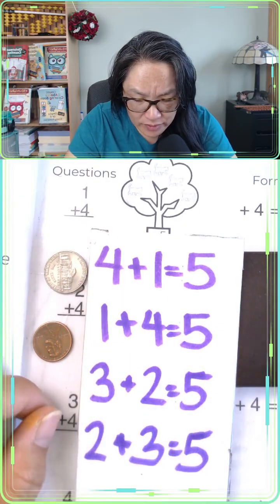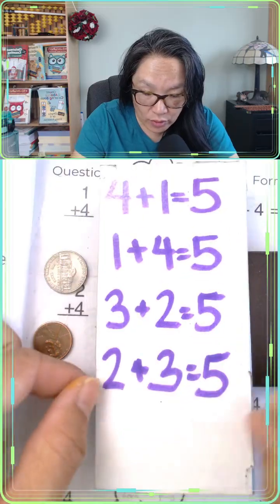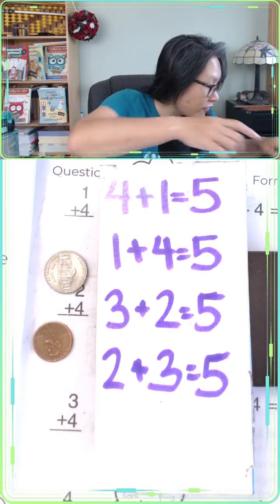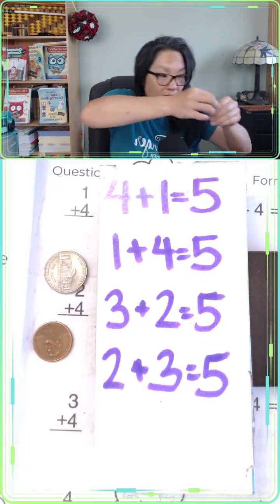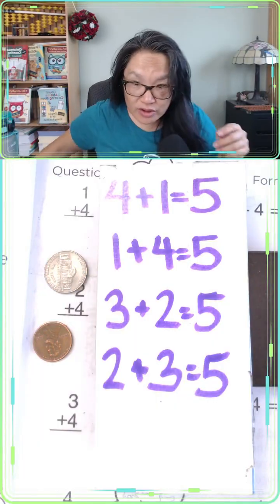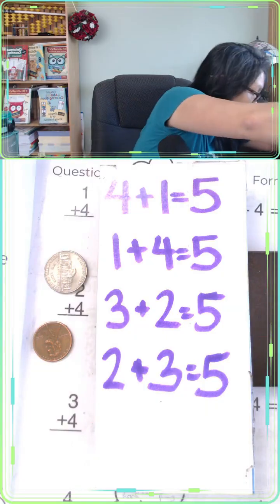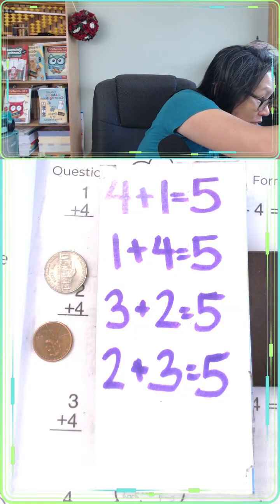1 plus 4 is equal to 5. 3 plus 2 is equal to 5. Or 2 plus 3 is equal to 5. Which is very different than mainstream math. Mainstream math, they want you to memorize everything. We don't need to memorize everything. There's no point to memorizing everything.